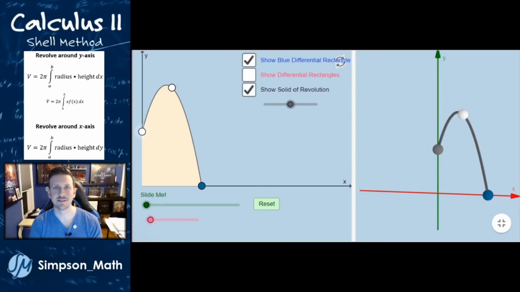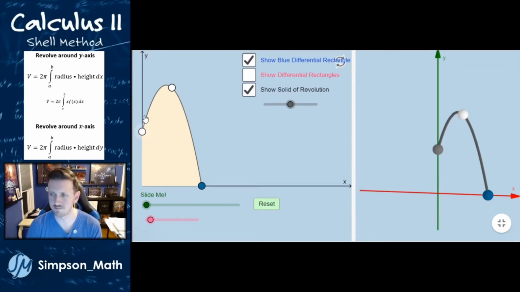Hi, this is Leach with Simpson Math, and in this video, I'm going to introduce you to the shell method. The shell method is another method to find the volume of a plane figure that's been revolved around a line. So let's get started. I have this applet I'm going to use to introduce this to you.